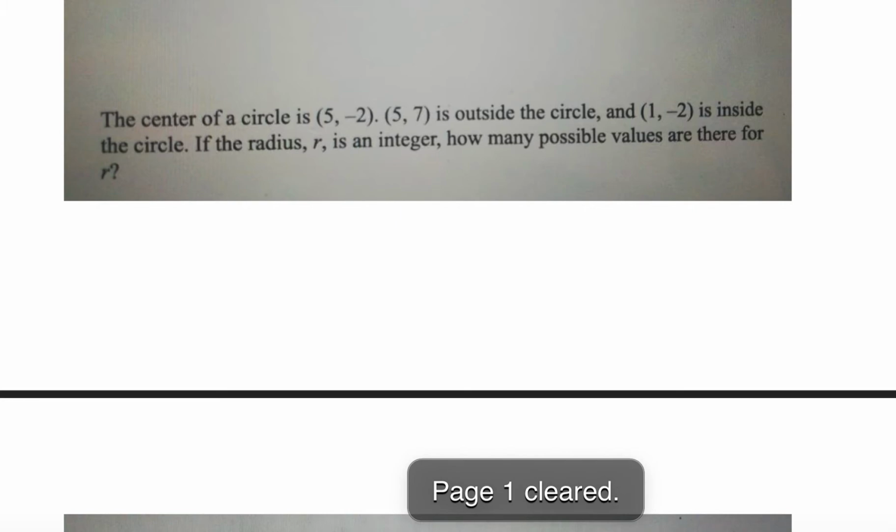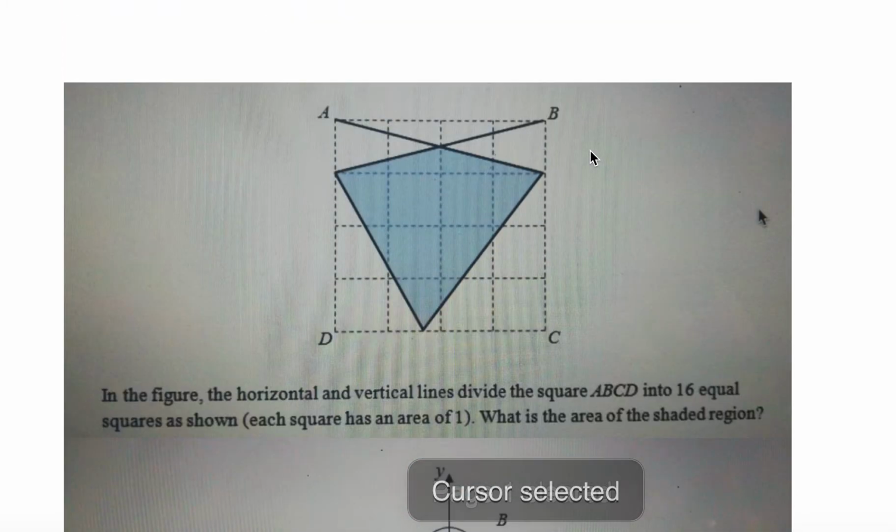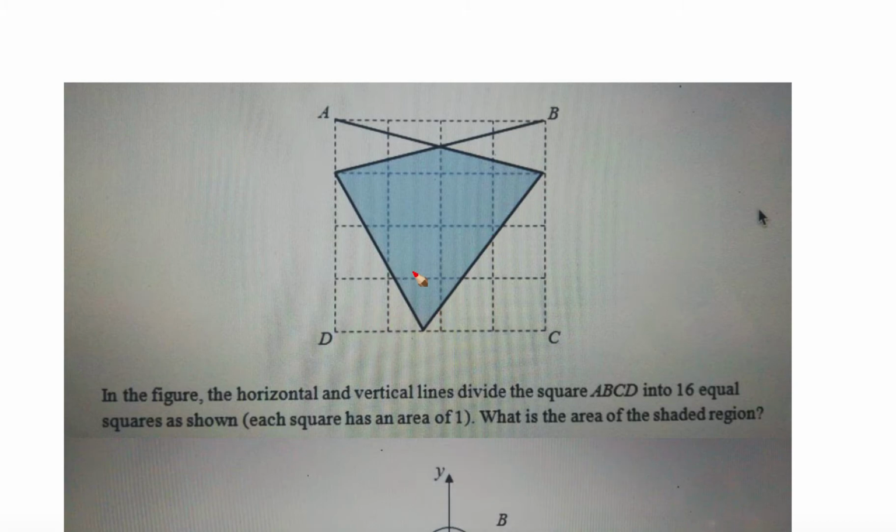Let's move toward the next question. The next question is also an easy one. In the figure, the horizontal and vertical lines divide the square ABCD into 16 equal squares as shown. Here, squares 1, 2, 3, 4, so this total is 4, and this total is also 4. Up to this point I am marking here, this one is 4 and this height is 3, 1, 2, 3.